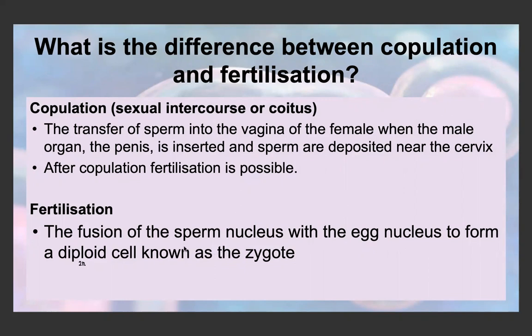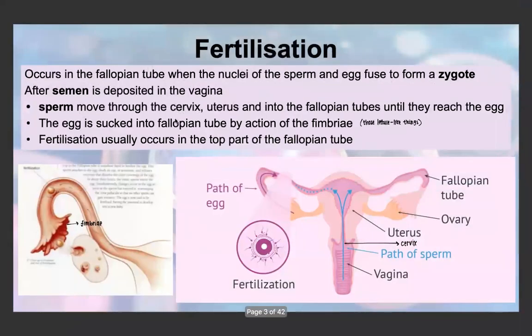Fertilization is the fusion of the sperm nucleus with the egg nucleus to form a diploid cell known as the zygote. The fertilization definition is quite important to use. You'll see every now and then in a test, they will ask you to define fertilization or to explain it. If we look more at fertilization, it occurs in the fallopian tube, in the oviduct, when the nucleus of the sperm and the nucleus of the egg fuse and form a zygote.